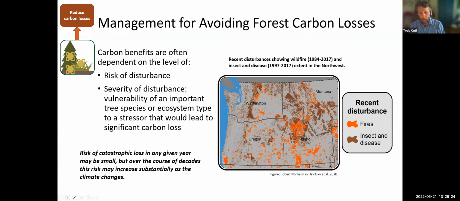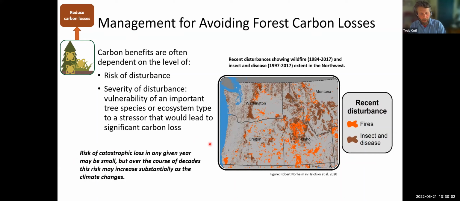Now, we might think, what are the chances that this is going to happen to my forest? These are rare events. They may not be very widespread. It's important to recognize that the carbon benefits we get from avoiding these losses relate to the risk of that disturbance happening, but also the severity if it does happen. How important of an impact is that event going to have on carbon for that ecosystem?